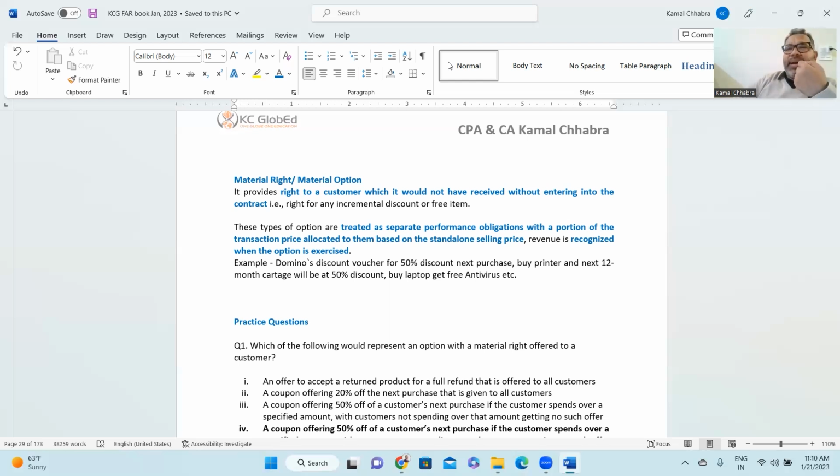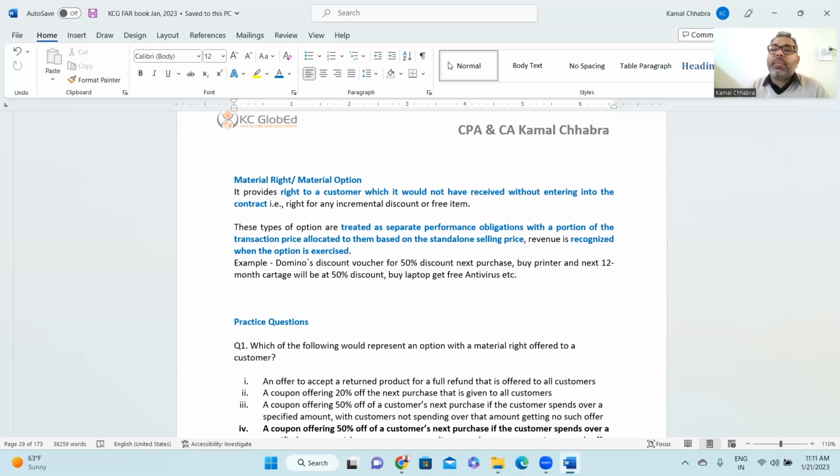So if you individually go and buy, you'll get it for $27, right? On the other side, I have purchased an HP printer, and now they have given me three discount vouchers of 50% each to buy the next three cartridges. If I go and buy the cartridge, I get it for $15 instead of $30, right? So I am getting a material right over you. That means I am saving $12 more than you.